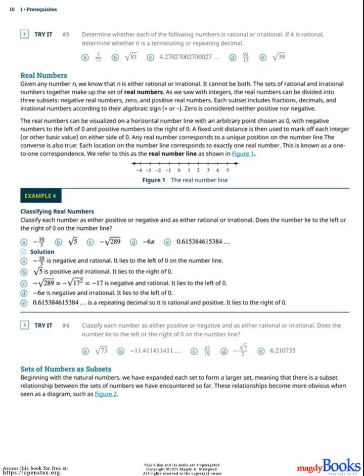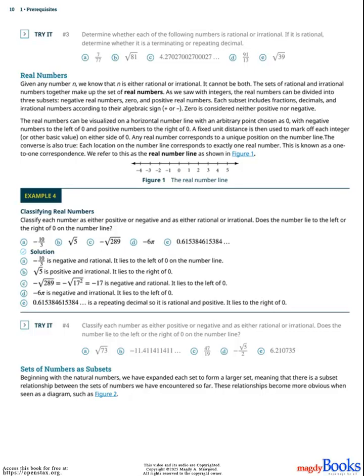Try it number 4. Classify each number as either positive or negative and as either rational or irrational. Does the number lie to the left or the right of 0 on the number line? A. Square root of 73. B. Negative 11.411411411. C. 47 over 19. D. Negative square root of 5 over 2. E. 6.210735.